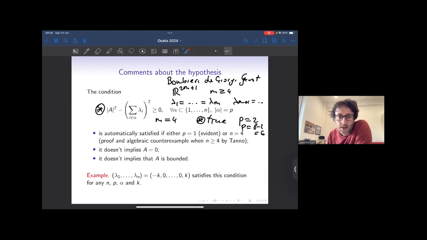So, do you believe you can remove this hypothesis on A? Maybe it's difficult. Of course, it would be great to remove it, but you need very different arguments.